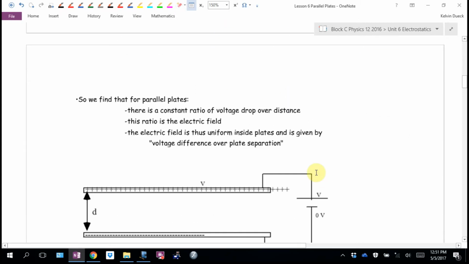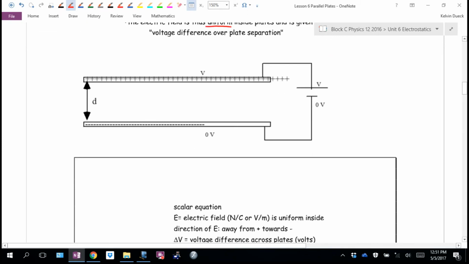So, for parallel plates, there's a constant ratio of voltage drop over distance, and in fact, that's the electric field. This ratio is the electric field, check, I've just proved that. And because the slope is linear, it means the electric field is uniform or constant. In fact, as an equation, and you can find this on your formula sheet, I think it says electric field is the change in voltage divided by the distance. I think this is middle row, second one over?